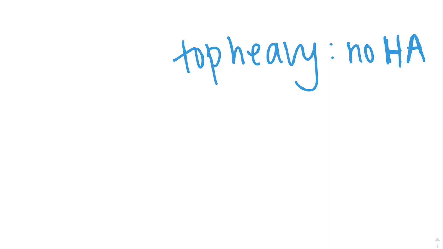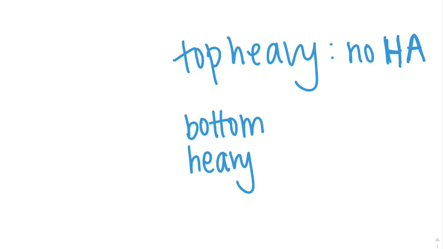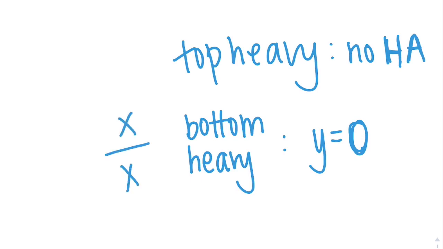It might still have a vertical asymptote, but if it's top heavy, no horizontal asymptote. Okay, if it's bottom heavy, your horizontal asymptote is y equals 0. It just stays at that axis. So bottom heavy would be like x over x to the 5th power. Higher exponent on the bottom. The degree is bigger on the bottom versus top heavy, where it's something like this.